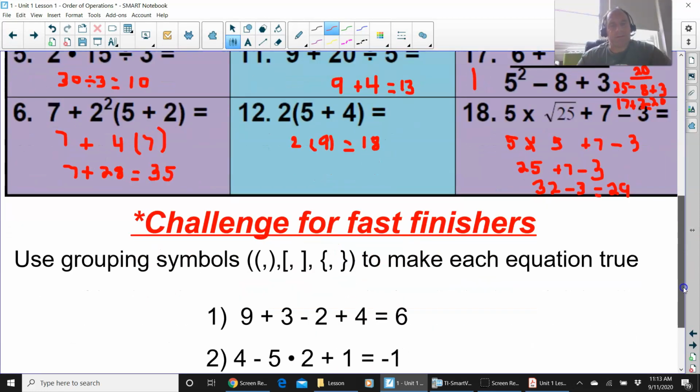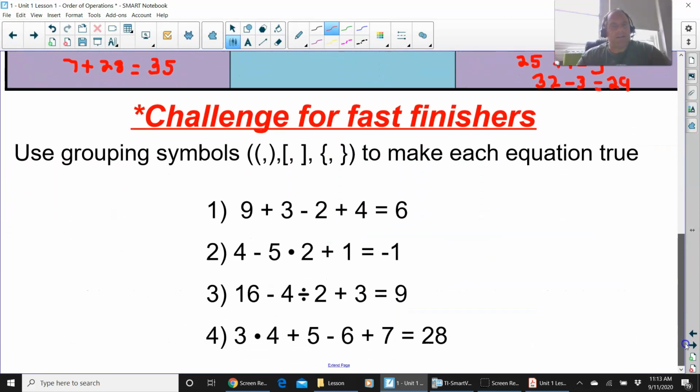So on the bottom, the challenge for the fast finishers says to use the grouping symbols to make each equation true. So see if you can put all of those grouping symbols in. Up here you have parentheses, brackets, and braces that you could put in to see if you can make this equal to 6. We'll go over a couple of these at least. Press pause now.